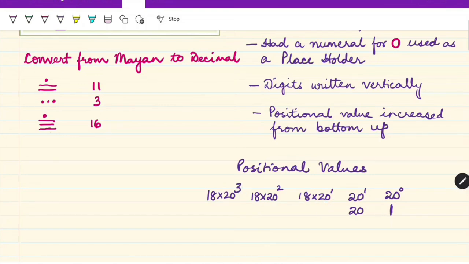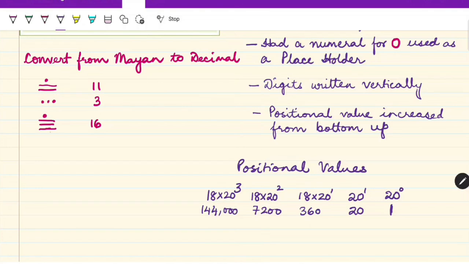So 18 times 20 would be 360 when we multiply 18 and 20. 360, I'm sorry. All right. 18 times 20 squared would have a positional value of 7200, and 18 times 20 cubed would have a positional value of 144,000. And you can keep going. Again, we are moving vertically here. So the one above will be 18 times 20 to the 4th, and so on.